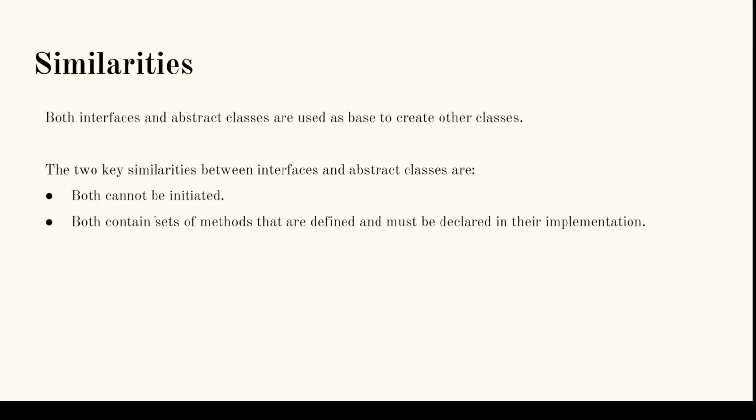And we cannot instantiate abstract classes, and interfaces also. If we try to create an object of an interface or abstract class, that will give us a compilation error. Both contain a set of methods that are defined and must be implemented. Just like in an interface, where we had to implement the methods available in the interface, in an abstract class also we have to implement all the abstract methods that are available.